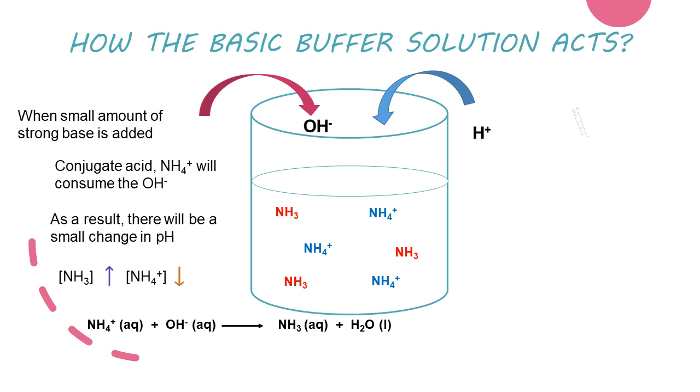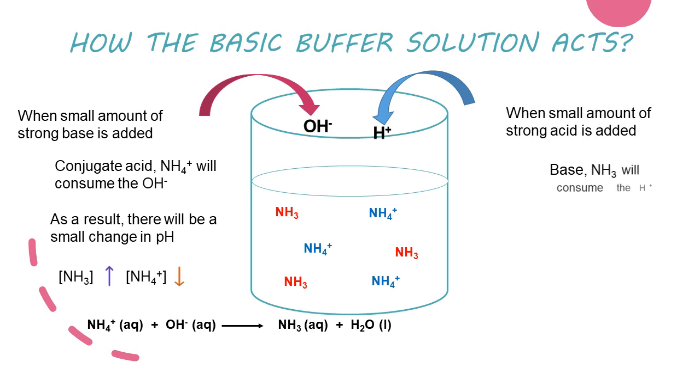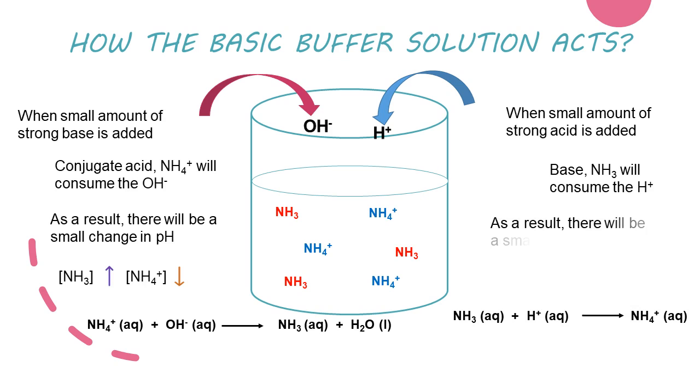Next, when a small amount of strong acid is added, what will happen is the weak base will consume the acid. As a result, there will be a small change in pH, because the concentration of weak base has decreased, and the concentration of conjugate acid has increased.